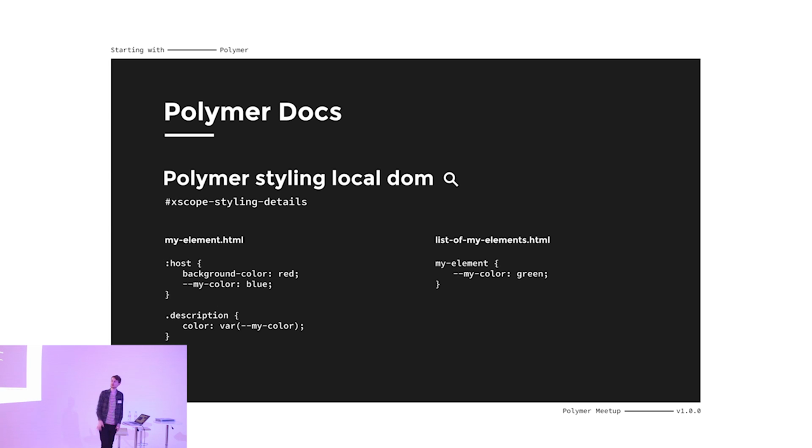But for instance, say my element.html is my custom element, and then this list of my elements might be parent to that. It might have a couple of my elements in it. So in my element, I can style it so that in the host, I set my color to be blue. In the description of the element, I want the color of the text to be blue subsequently. But then in the parent, I could alter that color from outside of the scope of that element by setting it to be green instead, which is cool. It's almost creating an API for the CSS. It allows you to open certain parts of your element that are otherwise quite scoped and closed, and allows you to alter them from outside of it.